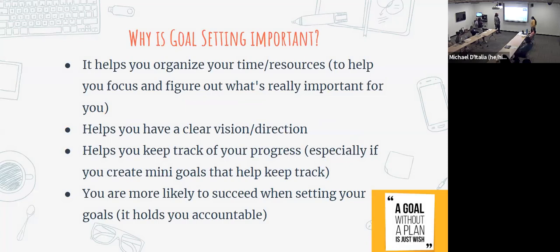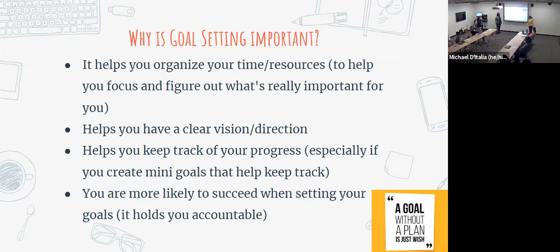Why is goal setting important? There's a lot of reasons why it's important, but it mostly helps you organize your time and resources. If you want in the future to have a certain career, you're not gonna go with the flow. You have to be able to make certain decisions, you have to make choices, and you know what the outcome of those decisions are. Goal setting also helps you have a clear vision about the direction that is pointed out.